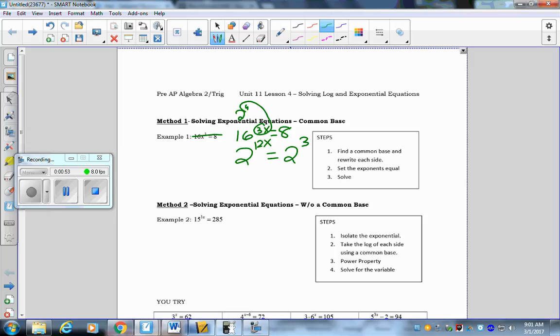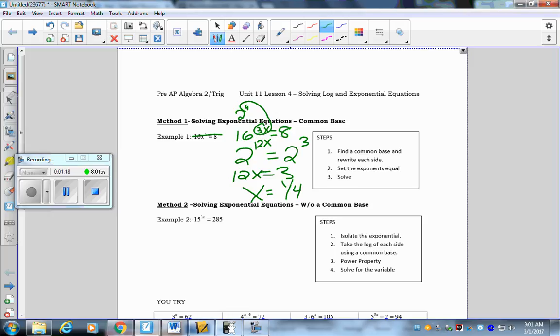And remember, our one-to-one property tells us that as long as the bases are the same, then the exponents have to be the same as well. So knowing that, we can simply write 12x equals 3. Okay? Set them equal, solve. So x equals 1/4. And make sure that you check to make sure it works, plug it back in. And in this case, it does.